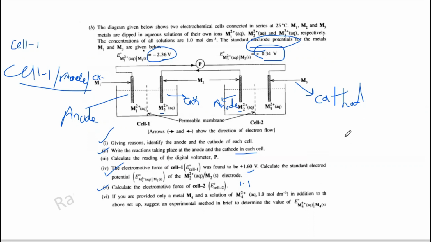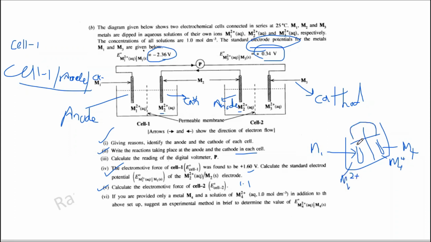So what you have to just do is make a cell like this. On one of the sides you can have M4, which is our metal, and the solution should be M4 2+ aqueous. Your other element can be either M1 or M3, because both of these potentials we already know. So I will set up M1, so my solution is M1 2+. Then I will connect this to a potentiometer and I will find its value. So I know this value.